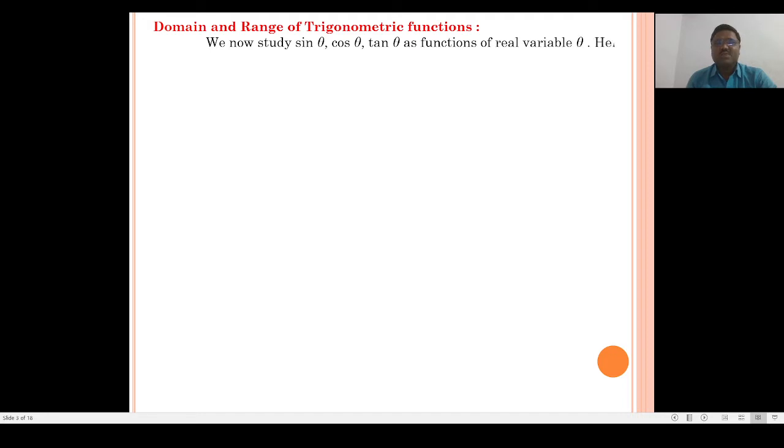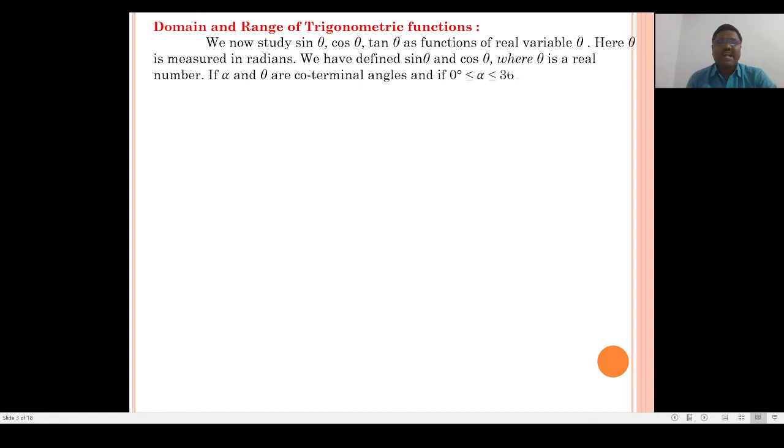Now next one is domain and range of trigonometric functions. So we now study sin theta, cos theta, tan theta as functions of real variable theta, and here theta is measured in radians. So we have defined sin theta, cos theta, where theta is a real number, and alpha and theta are coterminal angles, and if 0 degree is less than or equal to alpha less than 360 degree, then sin theta equals sin alpha and cos theta equals cos alpha. Hence the domain of this function is R.